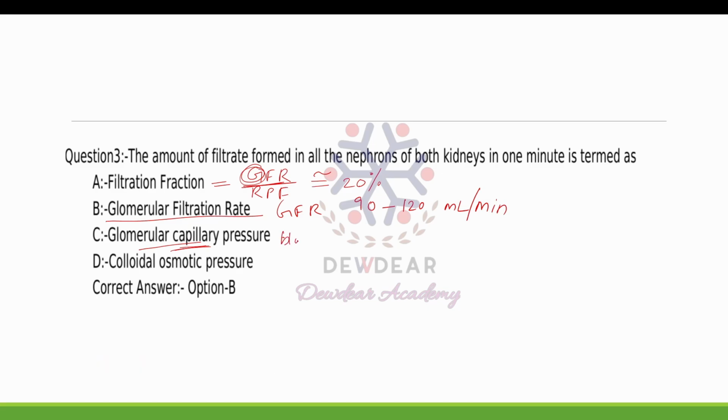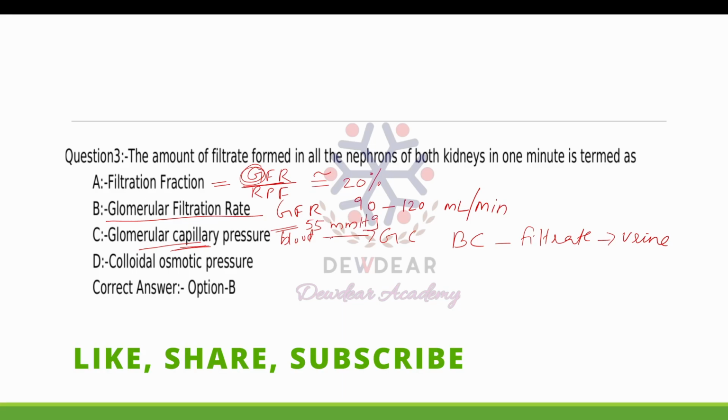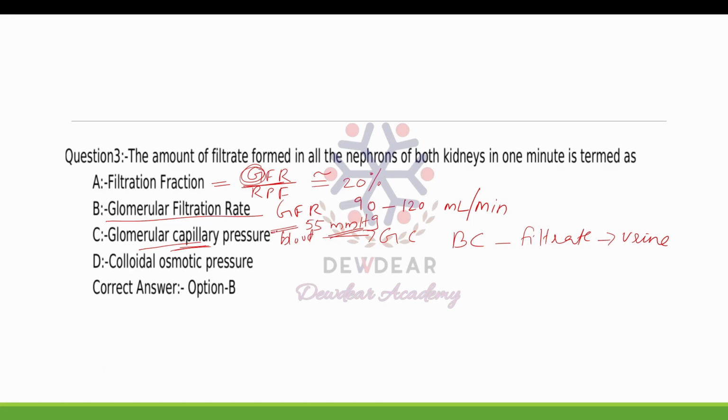That is the pressure exerted by the blood in the glomerular capillaries, and it helps in pushing the fluids from the blood into the Bowman's capsule, and thus it forms the filtrate, and ultimately that filtrate forms the urine. Normally the glomerular capillary pressure is approximately 55 millimeters of mercury. It is a pressure, so we express the unit in millimeters of mercury.